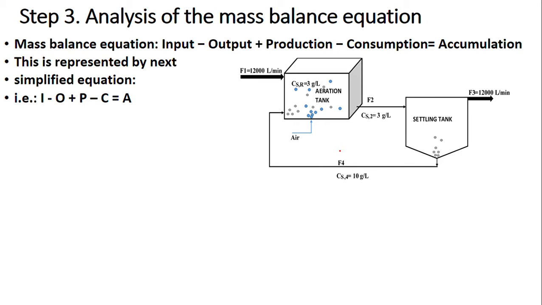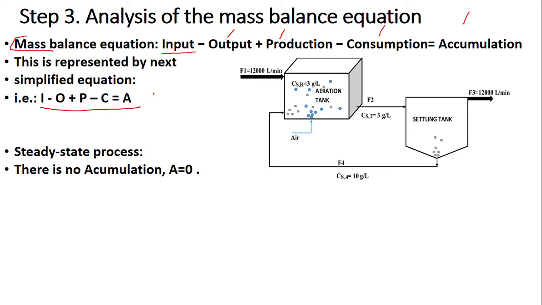Step 3. Analysis of the mass balance equation. The mass balance equation is here: input of mass, output of mass, production of mass, consumption of mass, and accumulation of mass. This is represented by a simplified equation. As we said before, this is a steady-state process. Therefore, there is no accumulation.